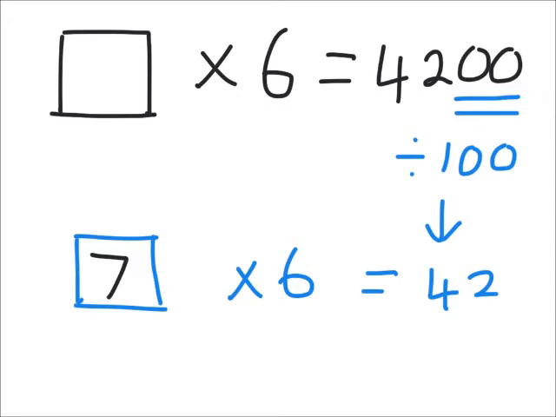Now, the 6 didn't change, as the green arrow is showing, but 4,200 was made 100 times smaller. So my answer up here has been made 100 times smaller. So we're going to have to take this 7 and make it 100 times larger to find out the real answer. So 7 lots of 100, 7 made 100 times bigger, 100 groups of 7, 100 lots of 7, 700 it is.